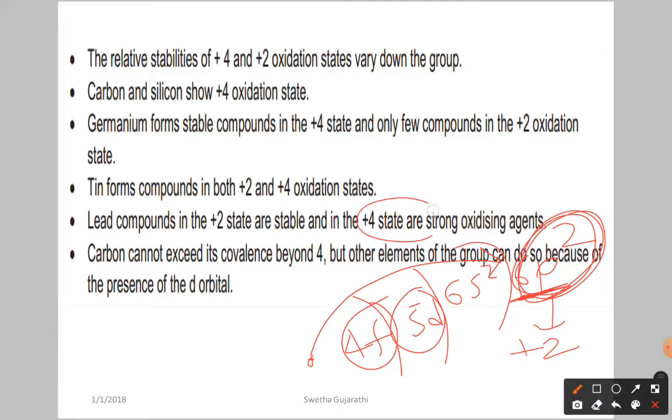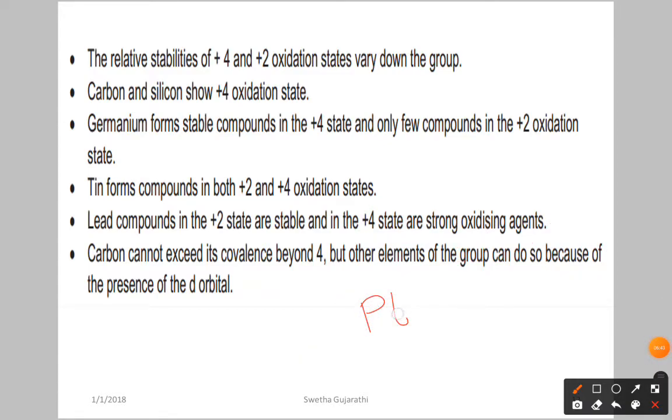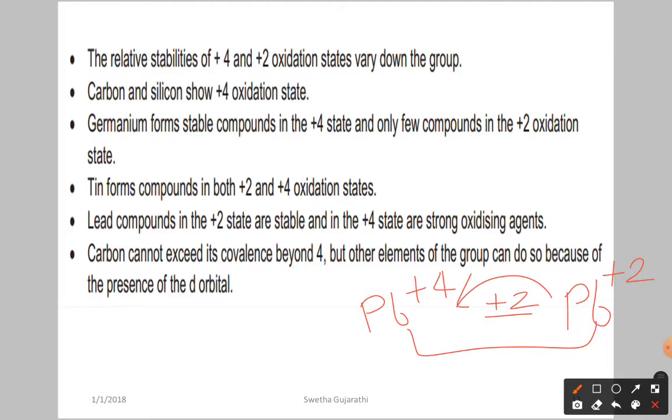Now, what about +4? In the +4 state lead acts as a strong oxidizing agent. What is the definition of an oxidizing agent? It undergoes reduction. If lead is in the +4 oxidation state, it readily takes electrons. For example, taking 2 electrons, it converts to +2. The oxidation number decreases from +4 to +2, which is called reduction. The species which undergoes reduction is called an oxidizing agent, so in the +4 state it acts as an oxidizing agent.